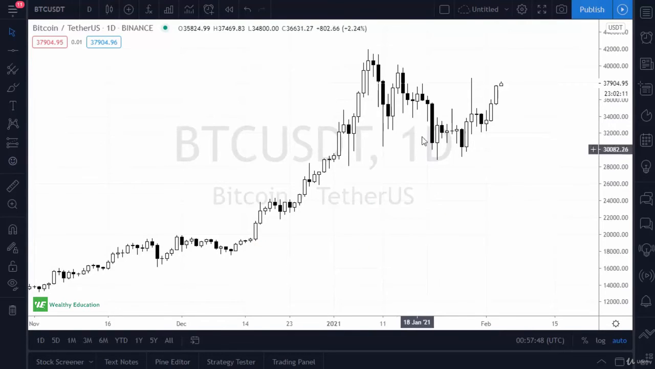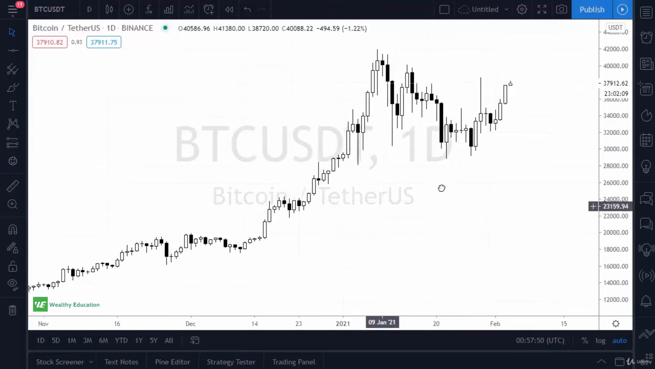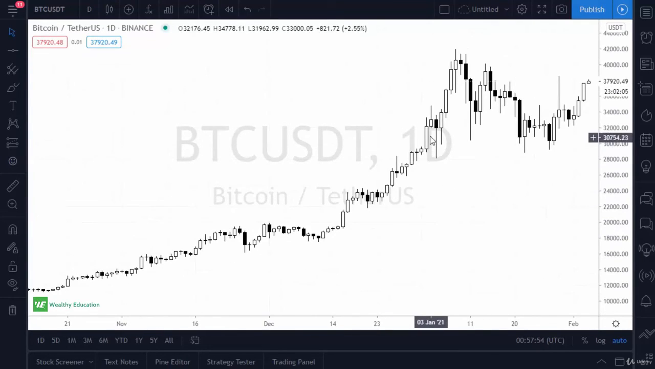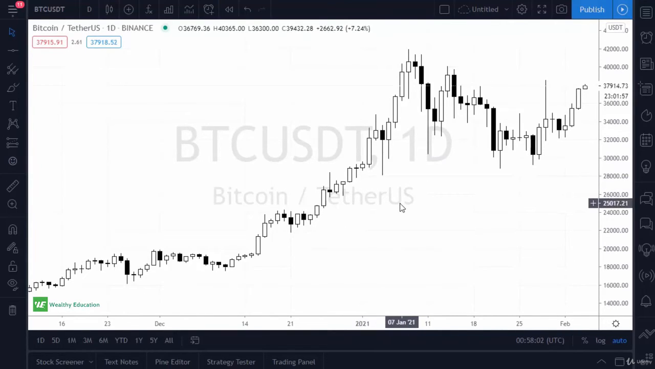Real body matters. The longer the real body, the more conviction there is behind the move. And that's because they were willing to close higher, significantly higher than, say, they would on a candlestick like this. It was pretty quiet. The range is much shorter. Doesn't mean as much. But when you see something like this, a lot of times you'll see follow through.